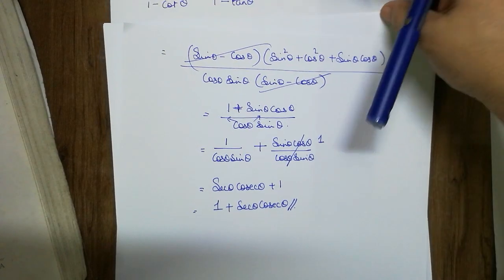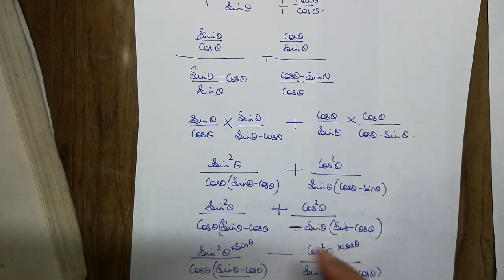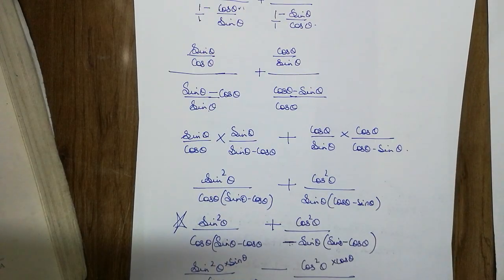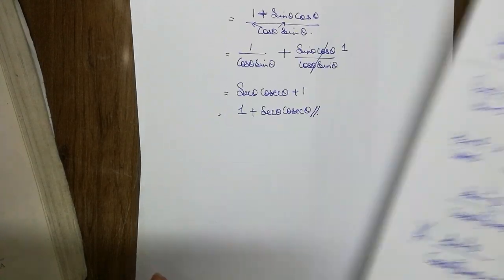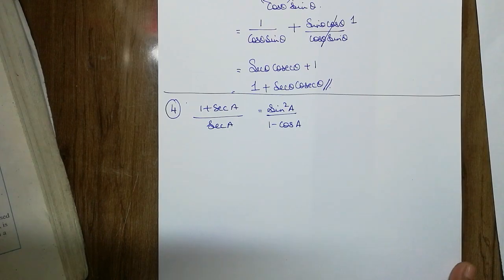So children, do not forget, this is the main step over here, where you take the minus sign common. This is the main step, the rest is all the same. Simplification is easy. Fine. Next we will move on with the next sum.